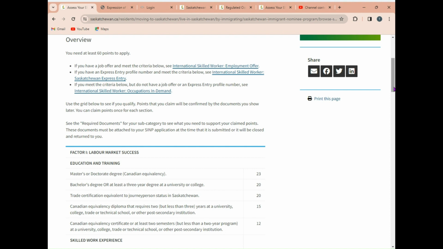If you don't have a job offer or you don't have an Express Entry profile and you still want the provincial nominee program, then the Occupation In-Demand category is for you. In that category, just make sure that the list of NOC codes under Occupation In-Demand matches with the job you are doing. That's all. And then you need to also determine whether your job is regulated or not. If it's regulated, you go to the link and then you find out what you need to do.